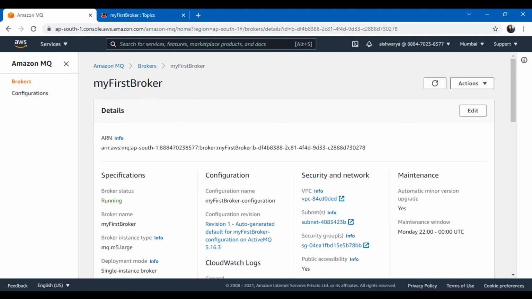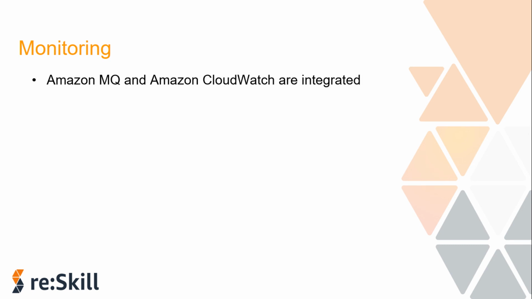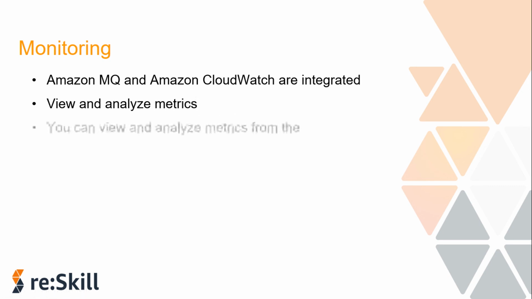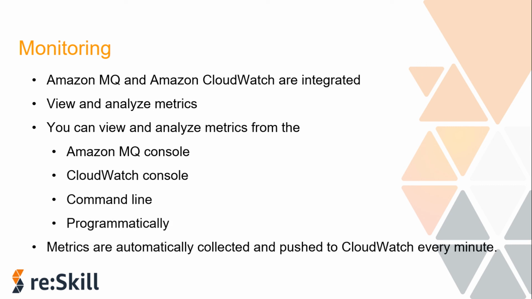Okay, now let's get back to the slides, and just to wrap up the session, we will discuss how we do the monitoring with the message brokers. So here, first point, Amazon MQ and Amazon CloudWatch are integrated. That means you will be using CloudWatch for monitoring your MQ brokers, and you can view and analyze metrics for your broker instances as well as your queues and topics. You can view the metrics from the Amazon MQ console, CloudWatch console, command line, or even programmatically, and metrics are automatically collected and pushed to CloudWatch every minute.